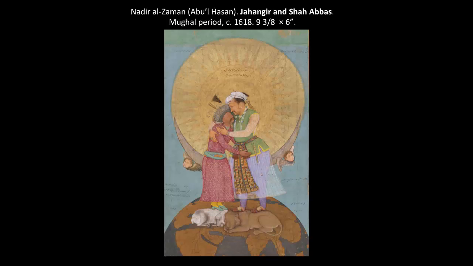So what we're looking at here is a double portrait of Jahangir and a contemporary Islamic ruler, the Persian Emperor Shah Abbas. So what do we see in this picture? What are some main features of it if we're just trying to identify what seems to be depicted here?